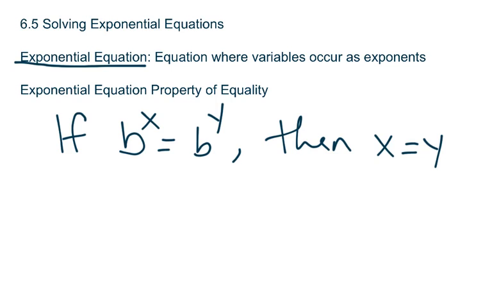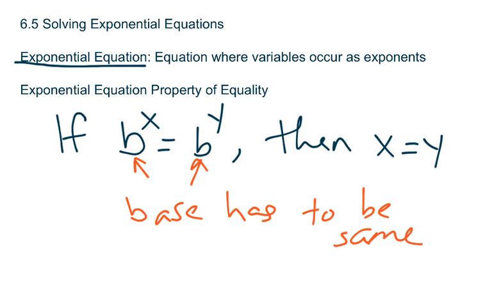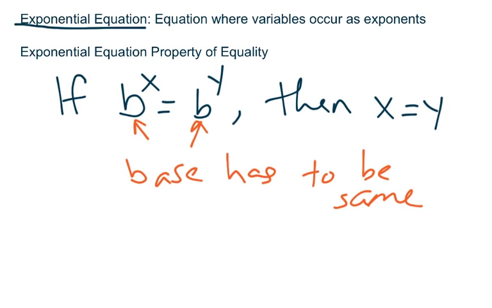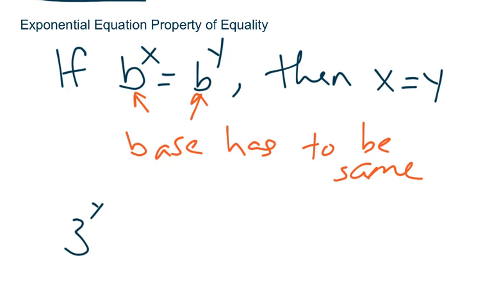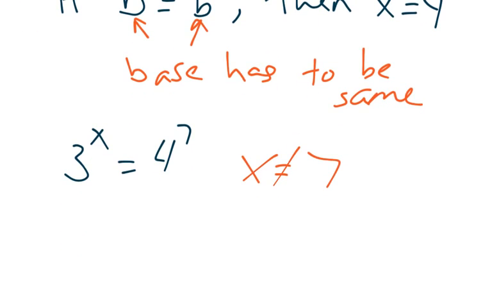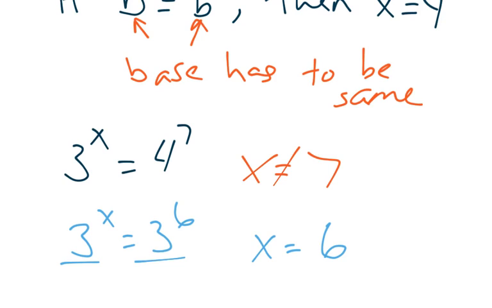The one thing that you should notice, in order for this property to hold, the base, this one and this one, has to be the same. Okay, the two bases have to be the same. If you've got something like 3 to the x equals 4 to the 7th, we can't say x is equal to 7. It doesn't work that way. But if we had something like 3 to the x equals 3 to the 6th, then we could say that x is equal to 6 because my bases are the same.